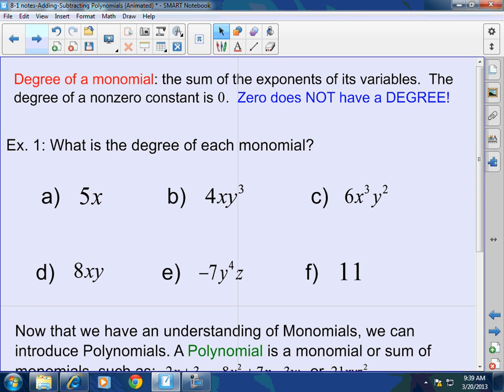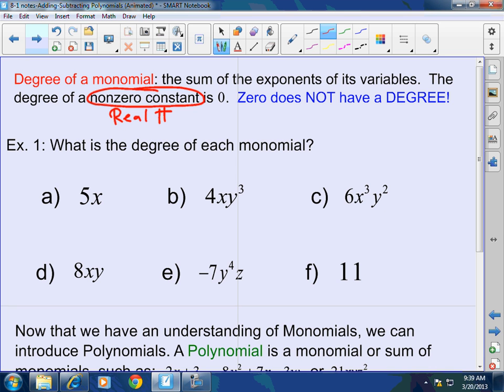The degree, though, guys, is the sum of the exponents of its variables. Literally, period, done. It's the sum of the exponents of its variables. The degree of a non-zero constant is 0. And guys, just so you know, a non-zero constant is basically a real number. Any number by itself, it has an exponent of 1, yes. But the degree of any number by itself is called 0. So why don't we do some practice here? Okay? What is the degree of each monomial?